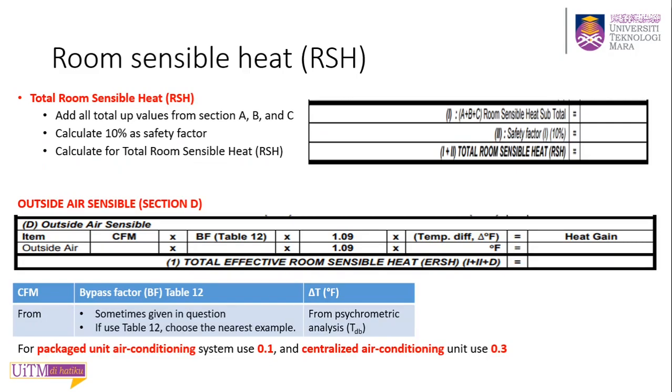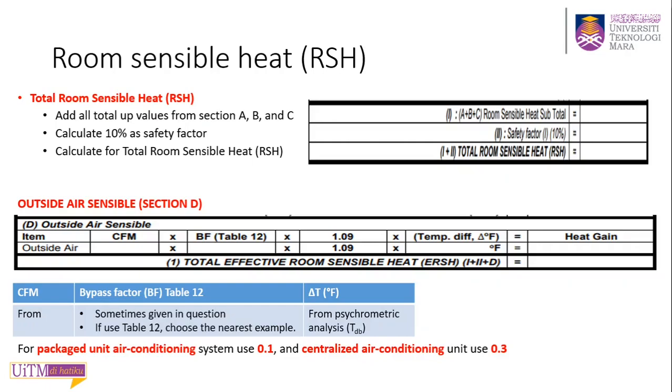Next is to calculate the total from section A, B and C. Calculate a safety factor of 10% from the total. Add both the values to calculate for total room sensible heat. Another source for sensible heat gain is from the ventilation of outside air.